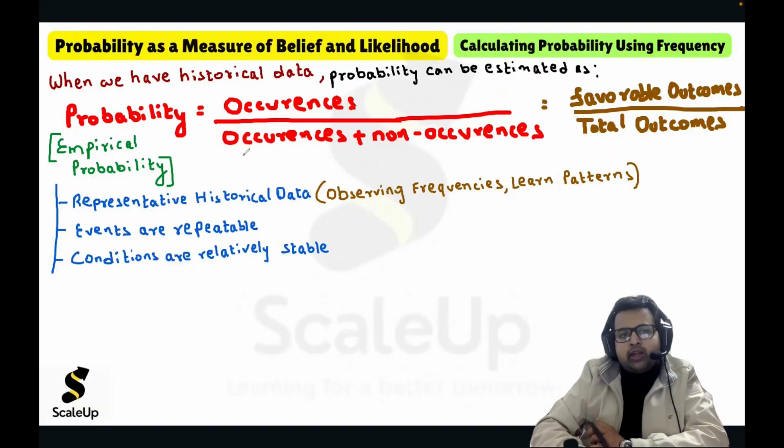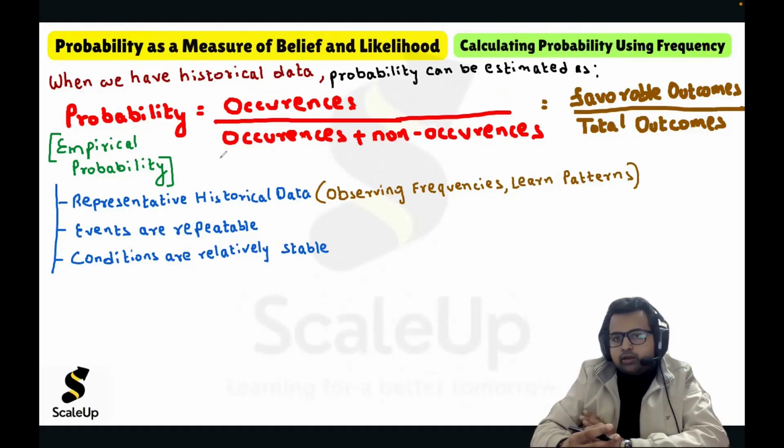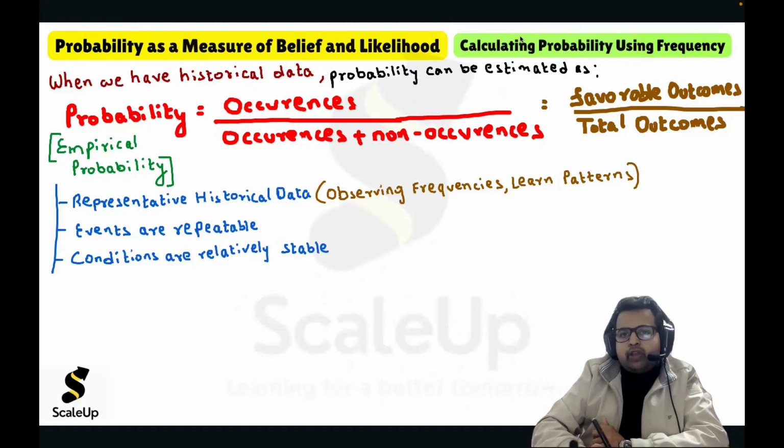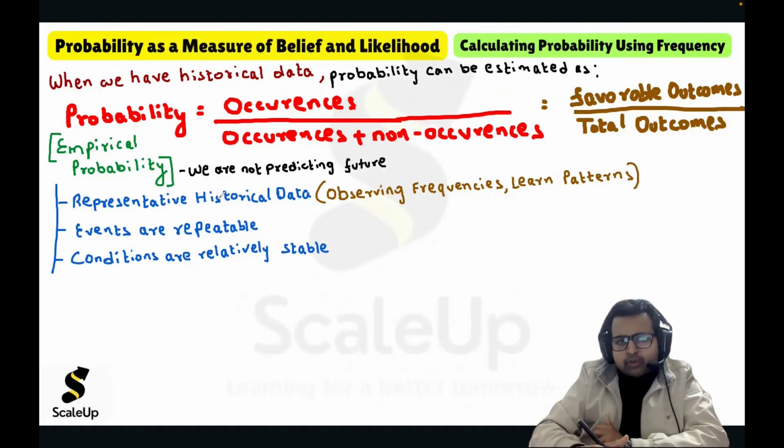Now in empirical probability, we are just calculating the probability based on the historical data. One very important point to be noted: we are not commenting anything about the future. In empirical probability, we are not predicting the future, because whatever probability we are calculating is based on the historical data representation. So it is giving insights about the historical data, and we are not predicting the future when we are talking about empirical probability.